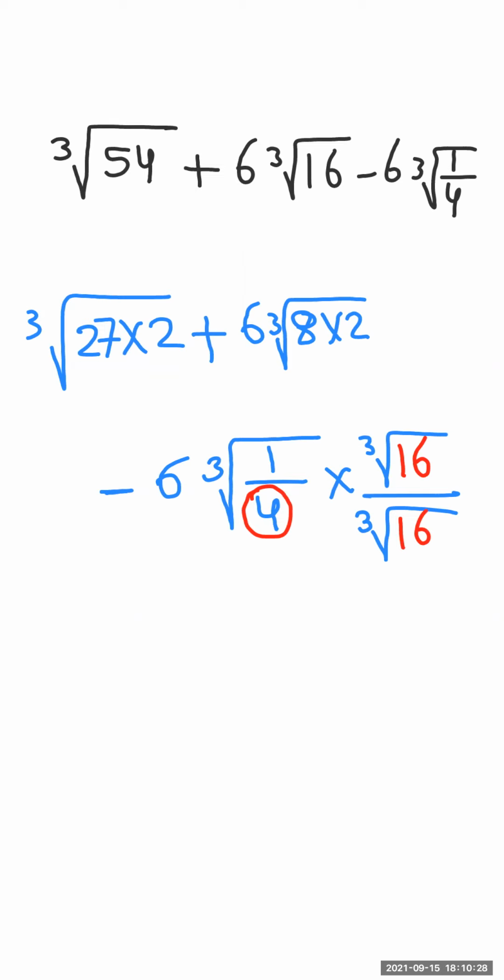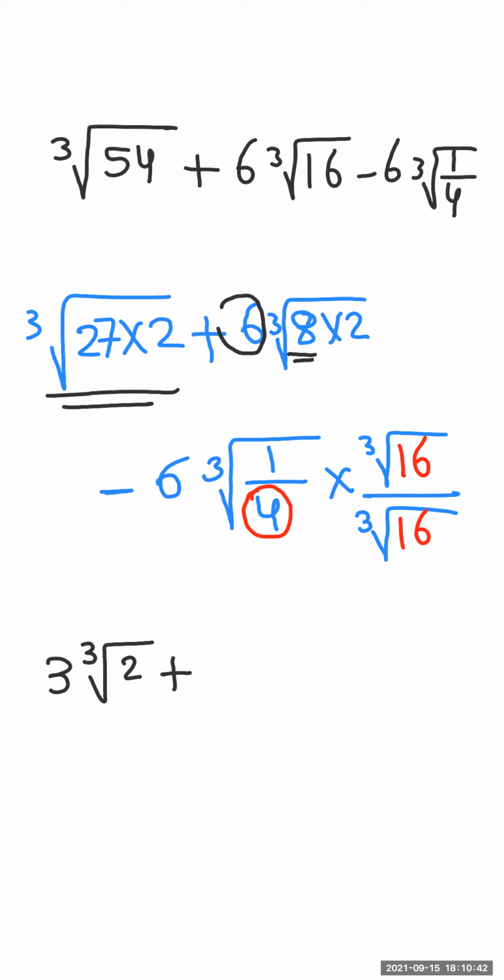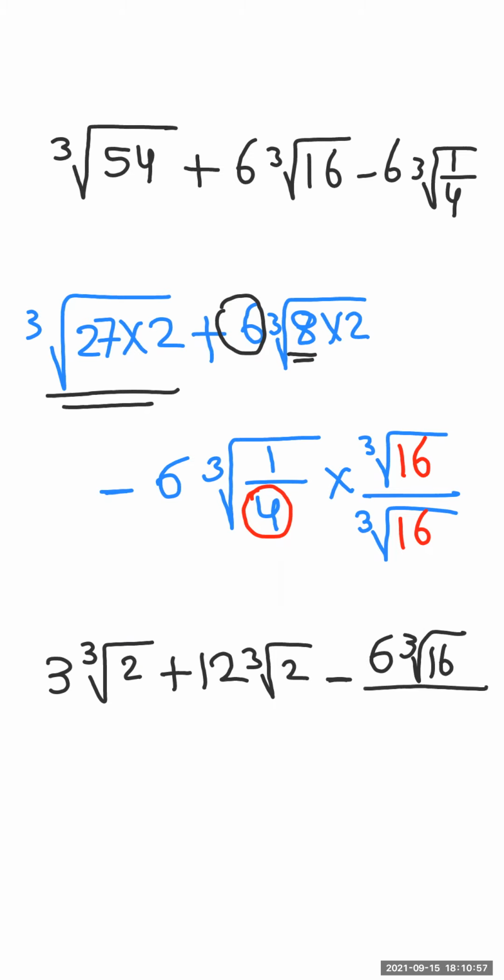Now guys, let's simplify the first term. The cubic root of 27 means 3, then cubic root of 2, plus the cubic root of 8, which equals 2. 2 times 6 will be 12 cubic root of 2. Then the last term will be 6 cubic root of 16 over 4 as a cubic root times the cubic root of 16, which means the cubic root of 64, which means 4, directly, without calculations.